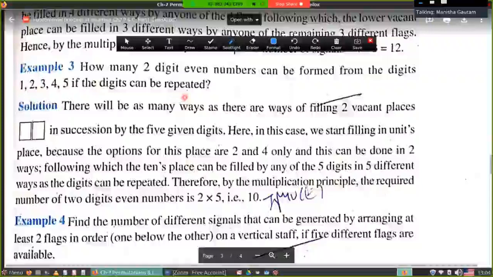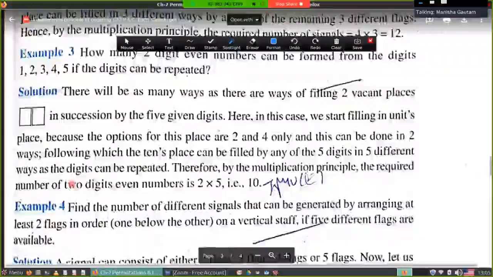If repetition is not allowed, it means what? 2 ways are there to fill the unit place, and in the second case, the tens place can be filled by only 4 digits, and then you will get the answer 4 into 2, that will be 8. So you must understand it. 2 conditions are there. First, the number should be even; second, repetition is allowed. The answer will be 10. If the number is even but repetition is not allowed, in that case you will get 2 into 4, that will be 8. Is it clear?